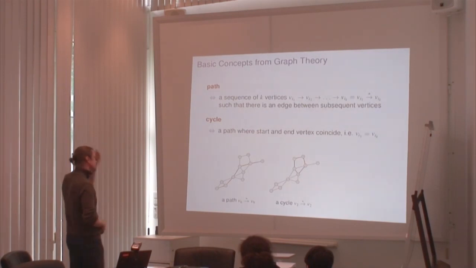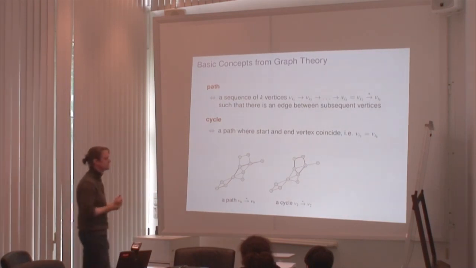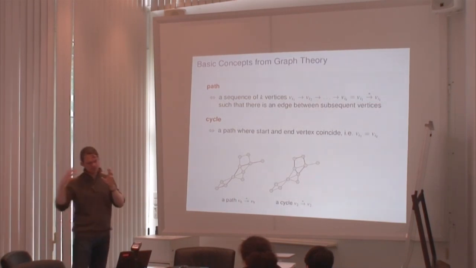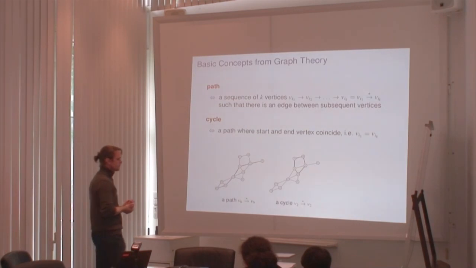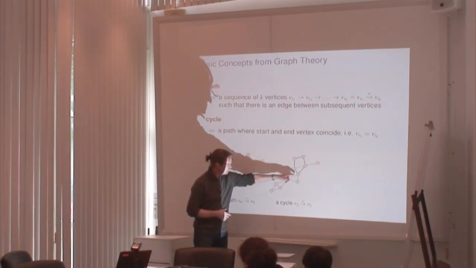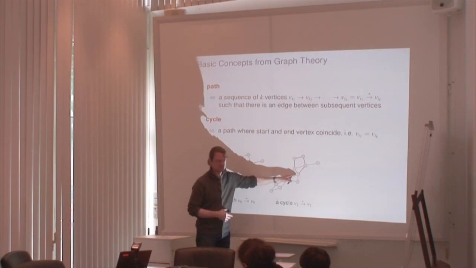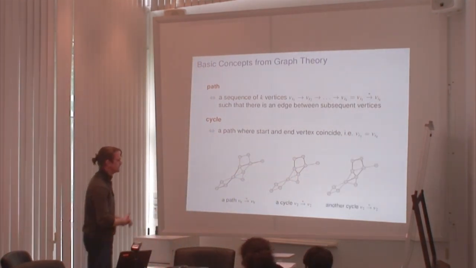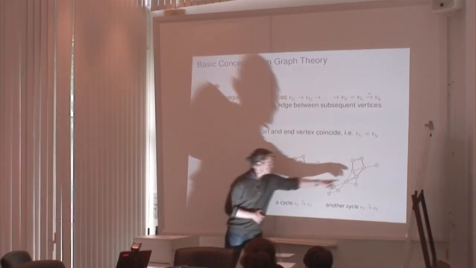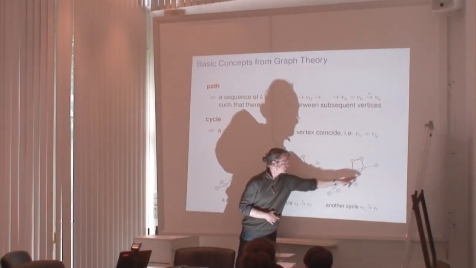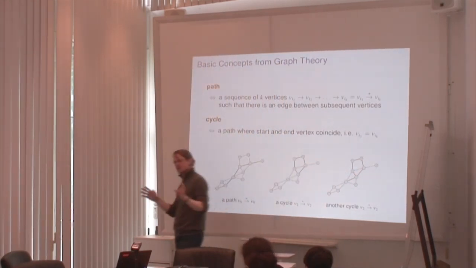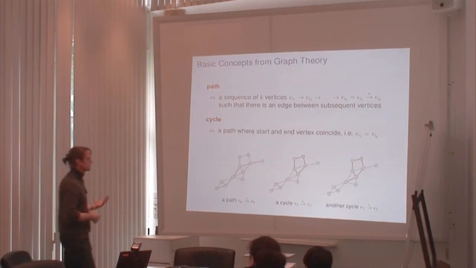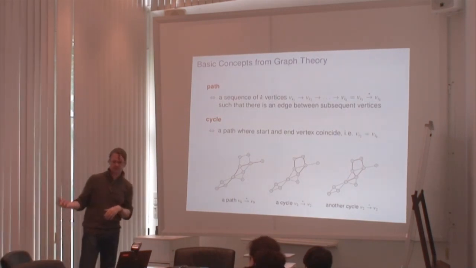A cycle in a graph is a path where the initial and the end vertex coincide. This is a cycle. Say we start in v2 and then have a path that ends in v2. I am emphasizing this because here's another cycle. We start in v2 and then go to v1 and then go like that. So this is a path which is a cycle, if the initial vertex and the end vertex are the same.